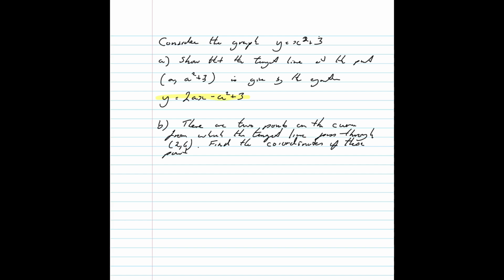Right, part A. We need to find the tangent line. We need a couple of things, right? Because we're going to use a point-gradient formula. So y minus y1 equals m(x minus x1). We've got y1, that's our y value at the point, and we've got x1, that's our x value at the point. So what we need is a gradient.